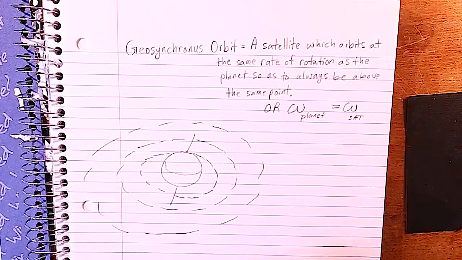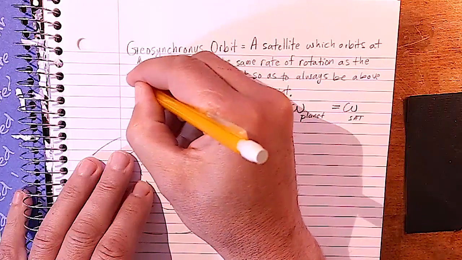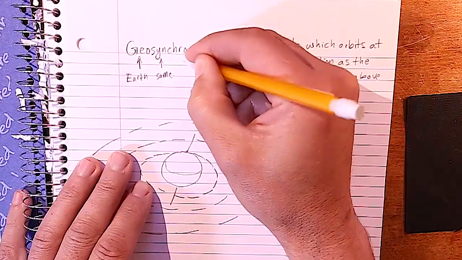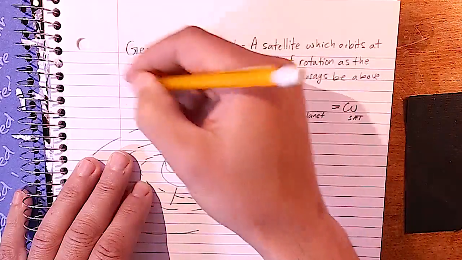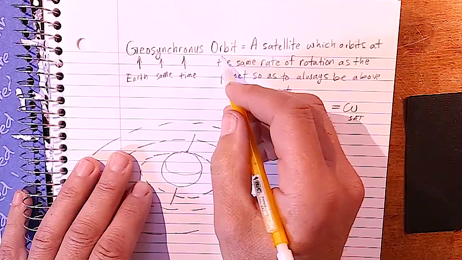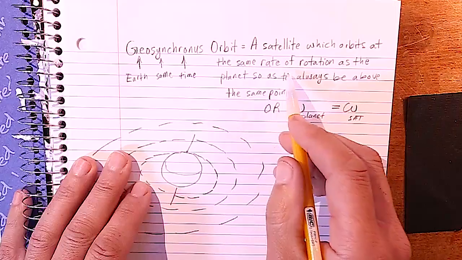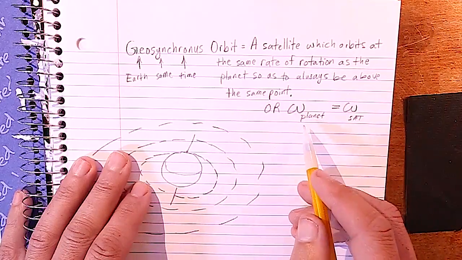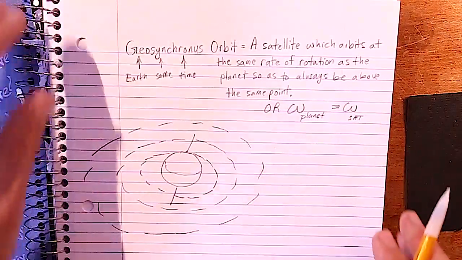Geosynchronous orbits. If we look at the word geosynchronous, we have geo, which means Earth, and syn, which means same, and chronos, which means time. So what this is saying, with the Latin or Greek, I'm not sure which, is Earth same time orbit. Well, what does that mean? By definition, it's a satellite which orbits at the same rate of rotation as the planet, so it is always above the same point. Another way to say that is the angular velocity of the planet matches the angular velocity of the satellite.